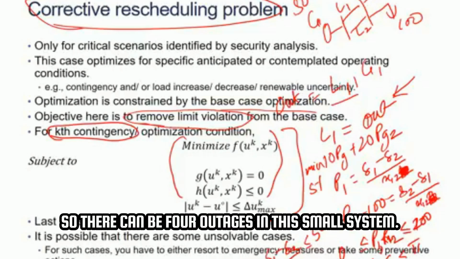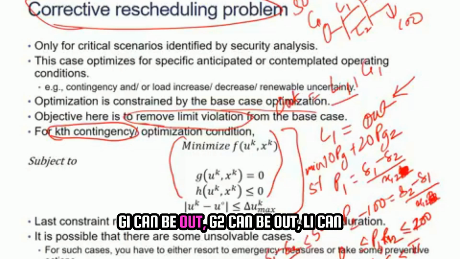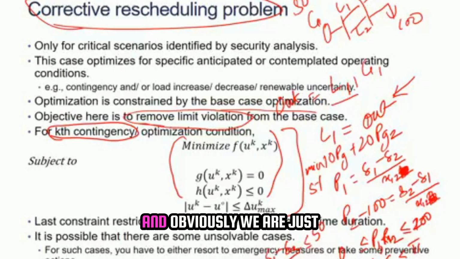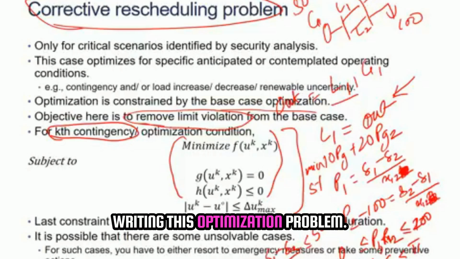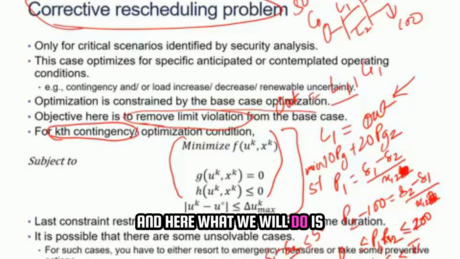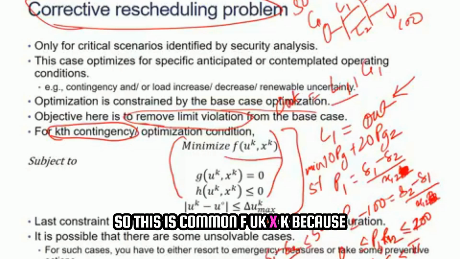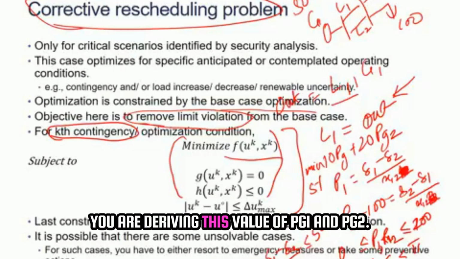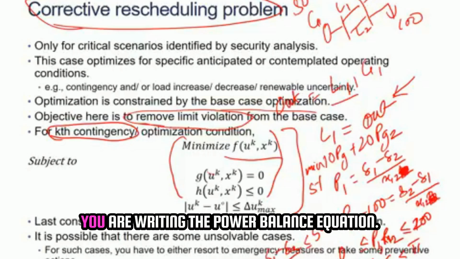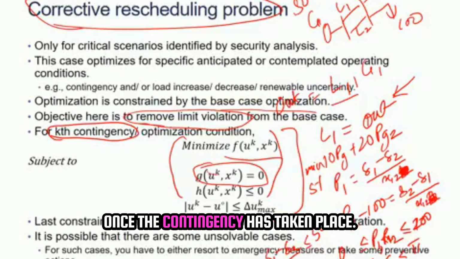There can be 4 outages in this small system: G1 can be out, G2 can be out, L1 can be out, or L2 can be out. All these 4 can be there, and obviously we are just considering one outage at a time, not all the outages at a time. So for this kth contingency, I'm writing this optimization problem, and here what we will do is add this last constraint. This is common, f(uk, xk), because you are deriving the values of PG1 and PG2 once the contingency has taken place. You are writing the power balance equation once the contingency has taken place.